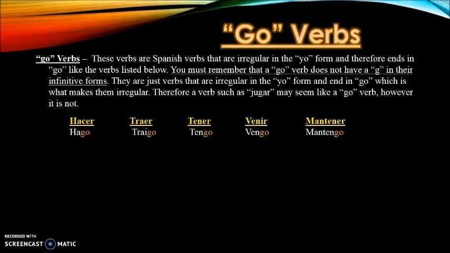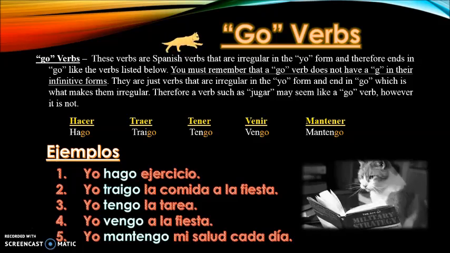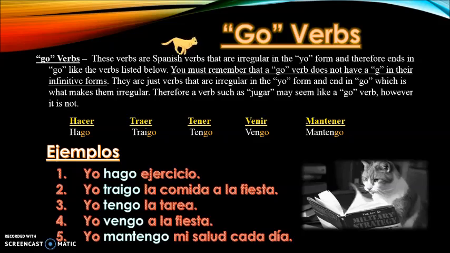Alright, so just to review, the go verbs that we know are hacer, traer, tener, venir, and mantener. So they are hago, traigo, tengo, vengo, and mantengo. So some examples using these verbs would be yo hago ejercicio, I exercise. Yo traigo la comida a la fiesta. Yo tengo la tarea. Yo vengo a la fiesta. And yo mantengo mi salud cada día. So you have to study these and remember that they are in a regular yo form, which is specifically called a go verb because they all end in go.